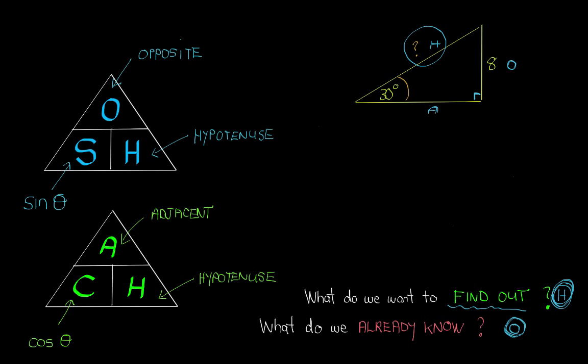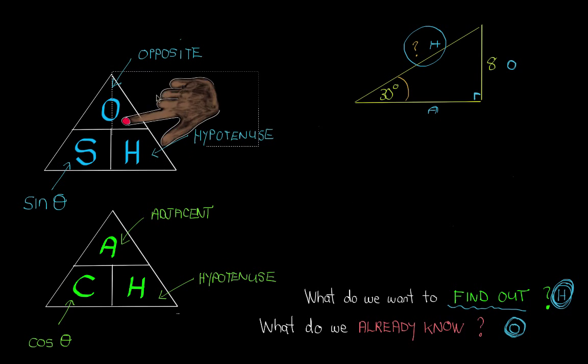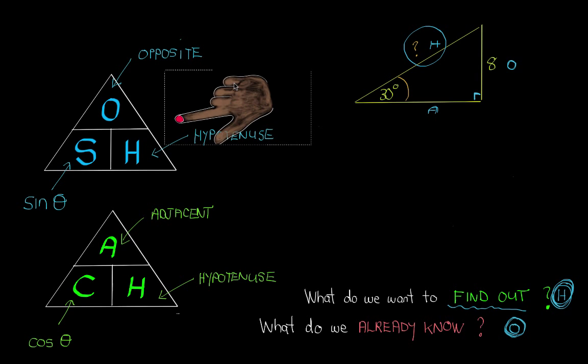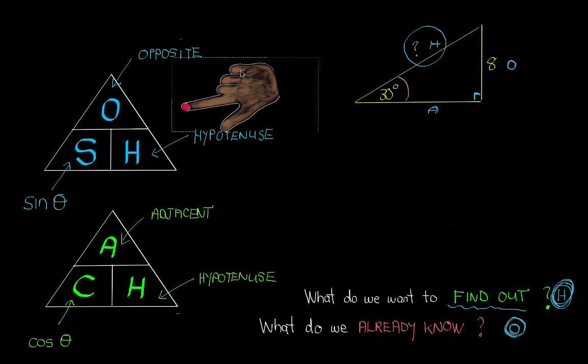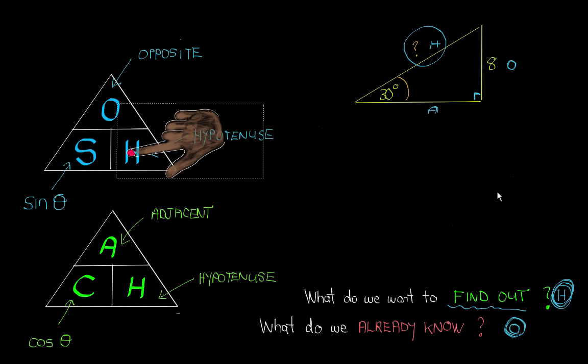So now what we do, we get our little hand out, and you can just use your finger if you like. We're using this triangle here. Now, we cover up what we're trying to find. What are we trying to find? We're trying to find the hypotenuse. So I'm going to put my finger over the hypotenuse, like that. And in doing that, we can now finish the problem.